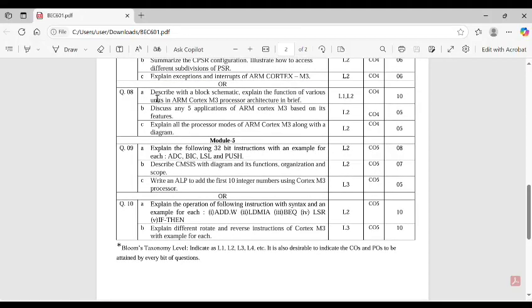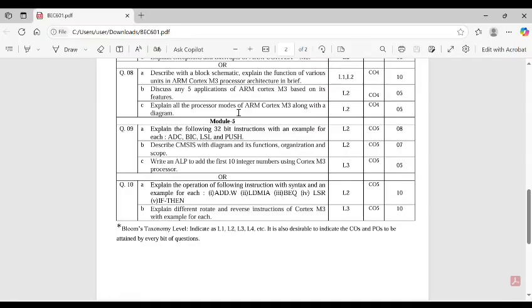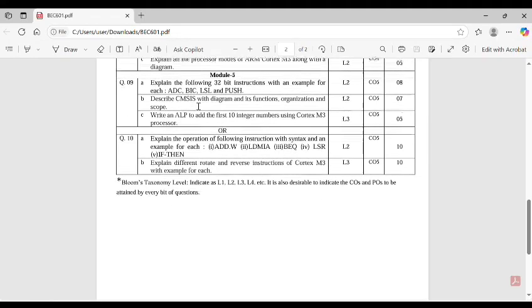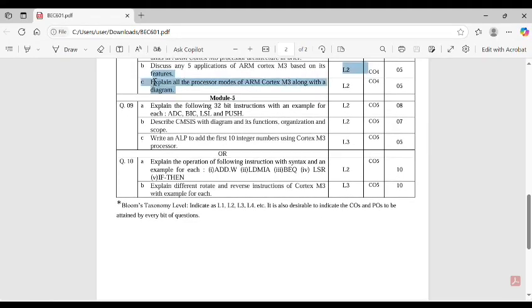In 8A, describe with a block schematic and explain the functions of the various units in the ARM Cortex M3 processor architecture in brief. 8B: discuss any 5 applications of ARM Cortex M3 based on its features. Next, 8C: explain all the processor modes of ARM Cortex M3 along with the diagram. This is important, guys. 8C is very important.